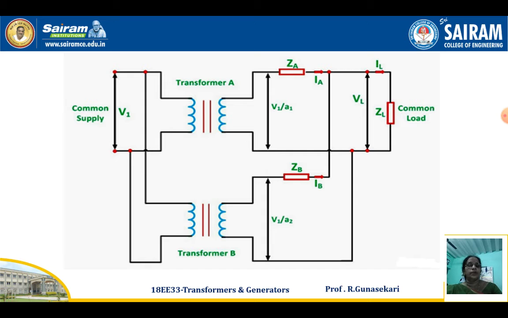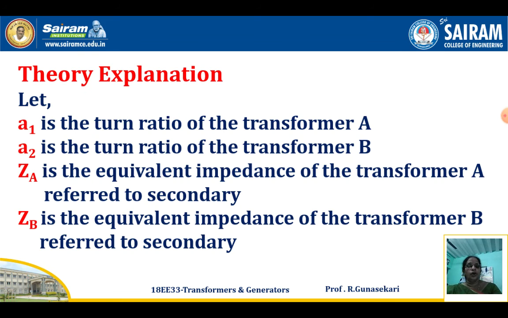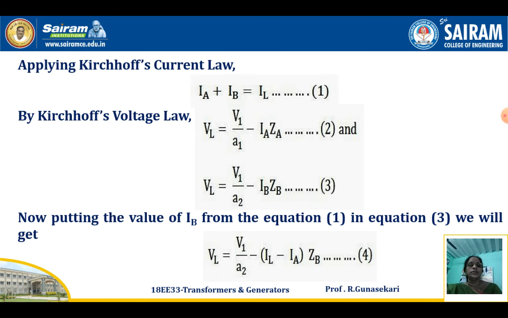The voltage law is applied for the closed path only. Then transformer B: V1 divided by A2 minus IB ZB is equal to VL. Now from equation 1, IA plus IB equal to IL. From this, IB equal to IL minus IA. This value of IB is substituted in equation 3. Therefore, equation 3 is rewritten as VL equal to V1 divided by A2 minus (IL minus IA) into ZB. This is equation number 4.